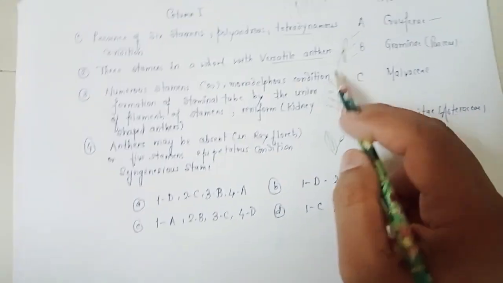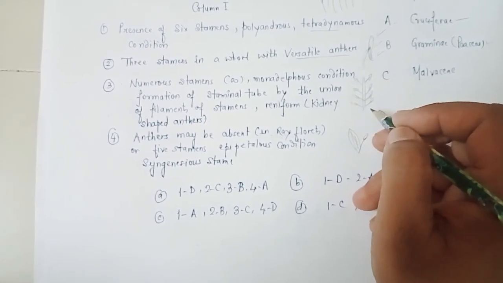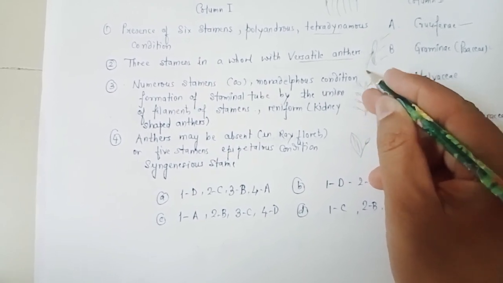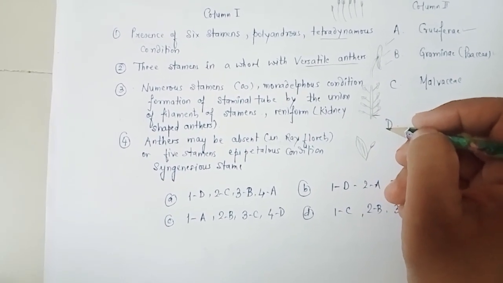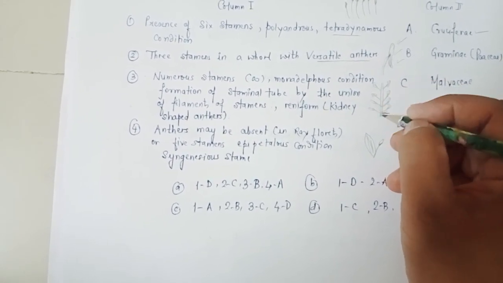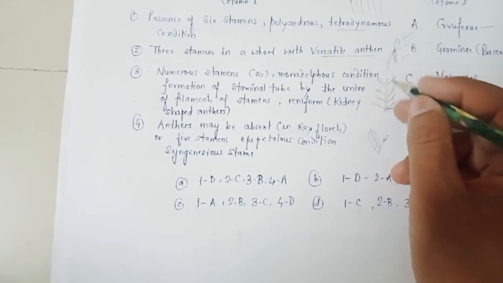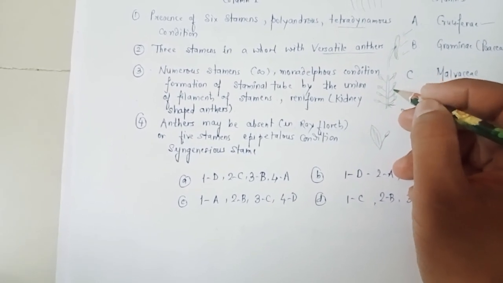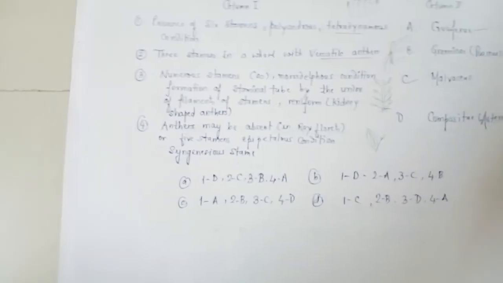Monadelphous condition. This is in a single bundle. We call this monadelphous condition, that is, they form a single bundle. They form a staminal tube. Now this tube here, through which the style enters, is a staminal tube formed by the union of filaments. So these are the filaments and they unite to form a tube. We call it staminal tube, through which the style of the gynoecium, the ovary, style and stigma, passes. And kidney shaped anthers, reniform or kidney shaped. So these characters represent family Malvaceae. So this is also correctly matched.